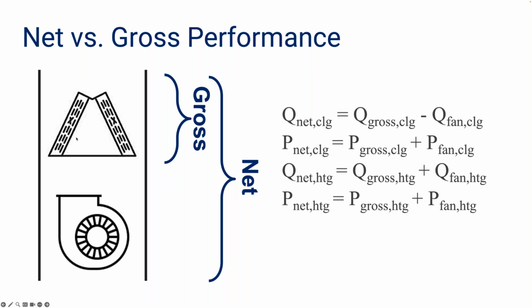And so as a result, the fan for the net performance adds power and adds heat to the airstream, which isn't accounted for in gross. And the reason why we need these separated is because they need to be modeled separately. The fan may be in a ducting system that is very different from the way it was rated, and so we need to be able to separate that out.